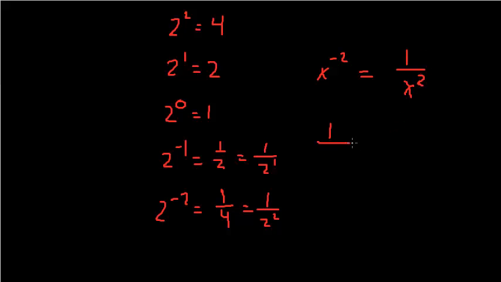This also works if I have, say, 1 over x to the negative third. I can rewrite this with a positive exponent by again taking the reciprocal, moving it from the denominator now to the numerator. My power again becomes positive. So negative exponents, we can make them positive by moving them either from the denominator up to the numerator or from the numerator down to the denominator.